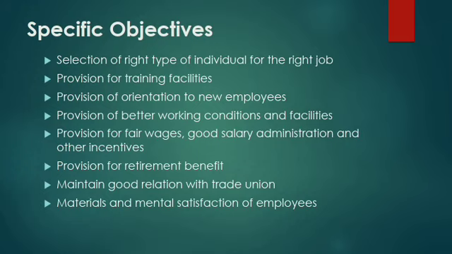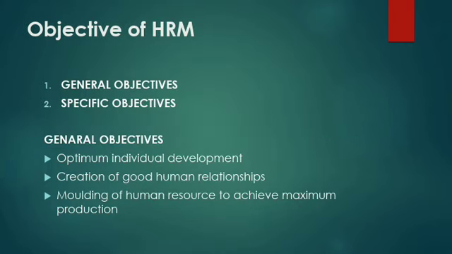In today's class we discussed what the objectives of human resource management are. We can classify the objectives into two broad categories. They are general objectives and specific objectives. The general objectives are concerned with the basic philosophy of the top management towards the working force, and include optimum individual development, creation of good human relationships, and molding of human resources to achieve maximum production.